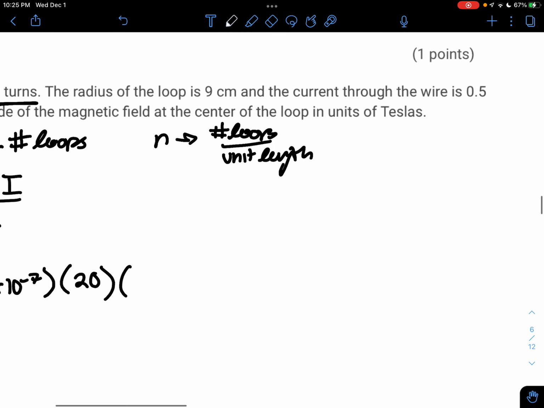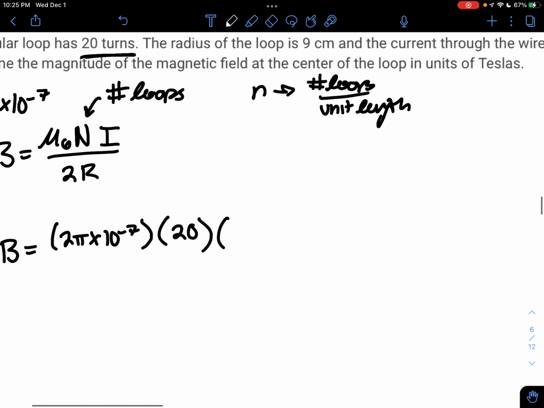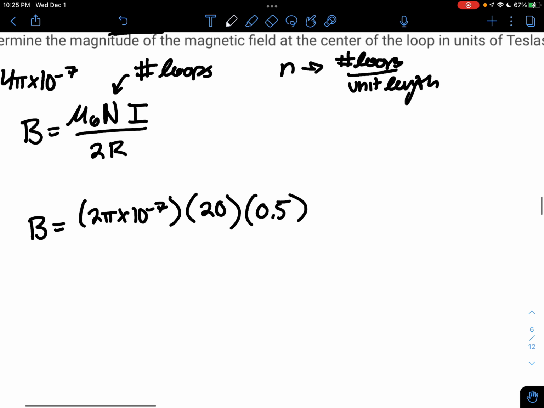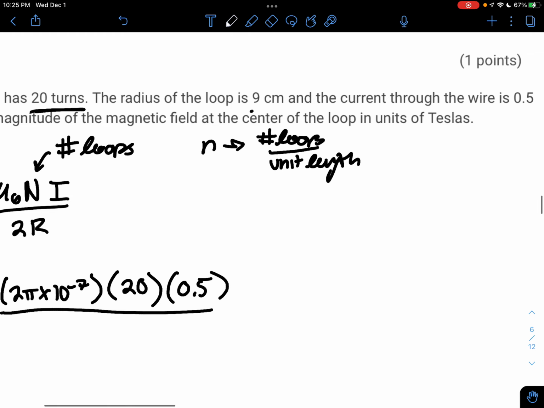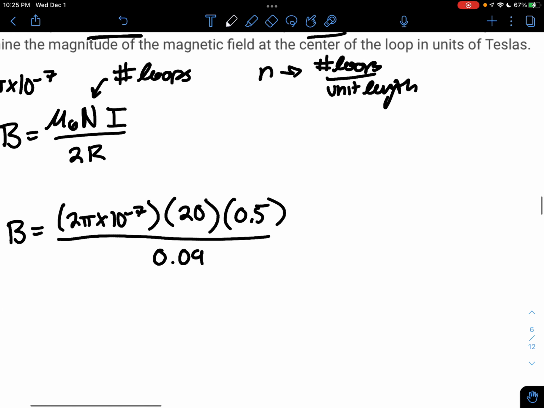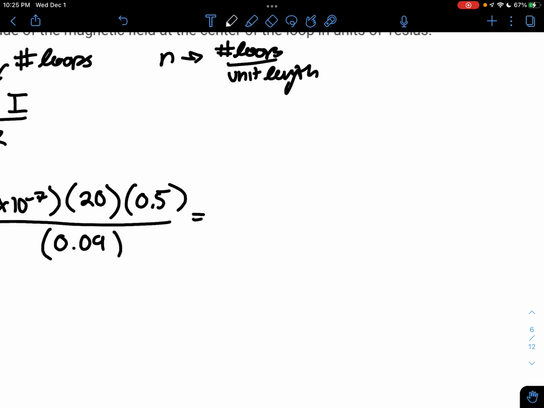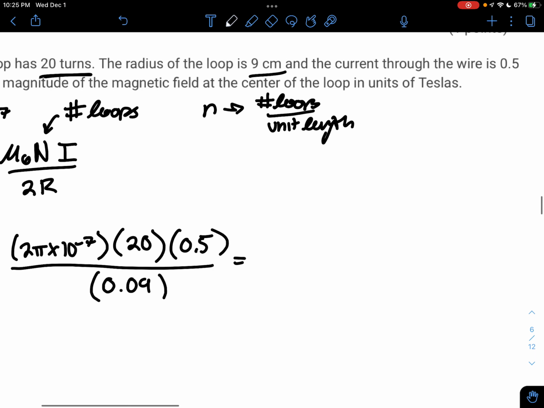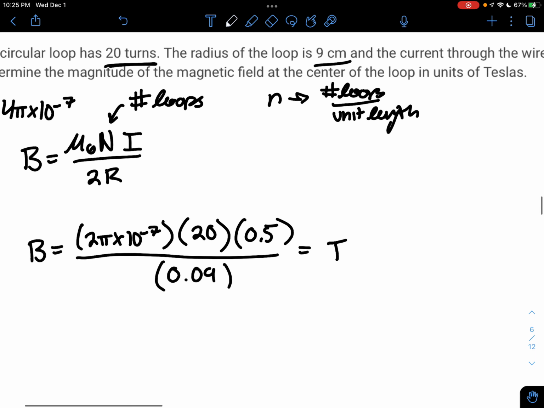Our current through the wire is 0.5 amps, and still in base units, so that's fine. And then we divide by our radius, 9 centimeters, again base units, 0.09 meters. And we evaluate that out. That's going to give us the magnetic field at the center of the loop. It's going to give it in Teslas because, again, we took everything into base units.